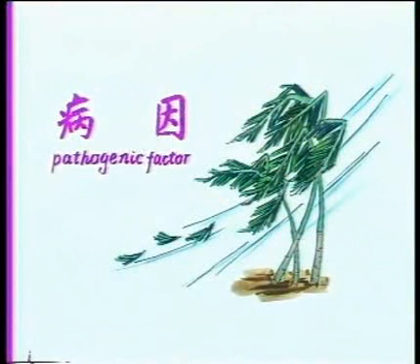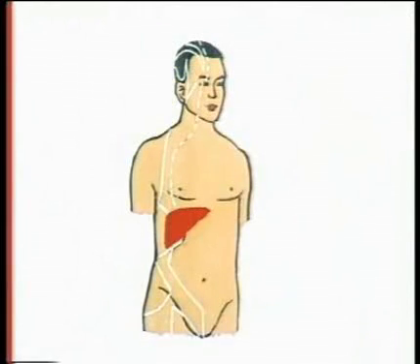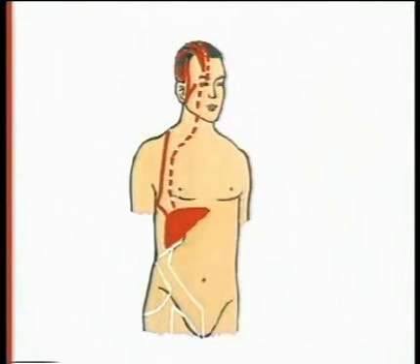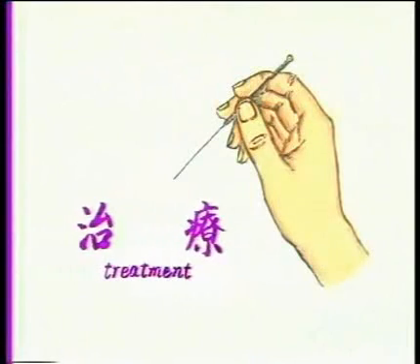Pathogenic factors. Wind and heat are caused by external pathogenic factors, or by the flaring up of the fire of the liver and the gallbladder along the meridian. Treatment.